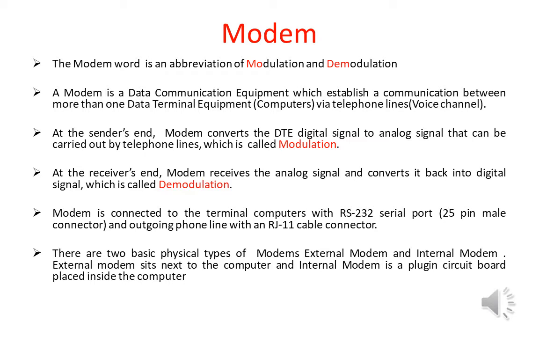Modem is connected to the terminal computers with an RS-232 serial port having 25-pin male connectors, and to the outgoing phone line with an RJ11 cable connector. There are two basic physical types of modems: external modem and internal modem. External modem sits next to the computer and internal modem is a plug-in circuit board placed inside the computer.